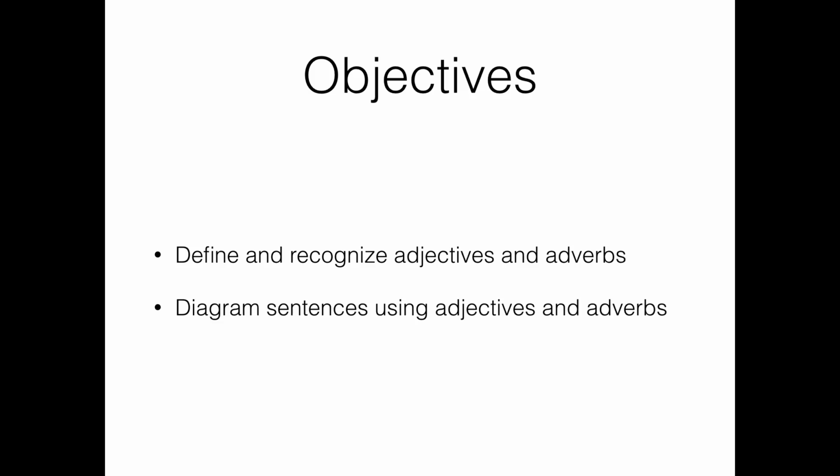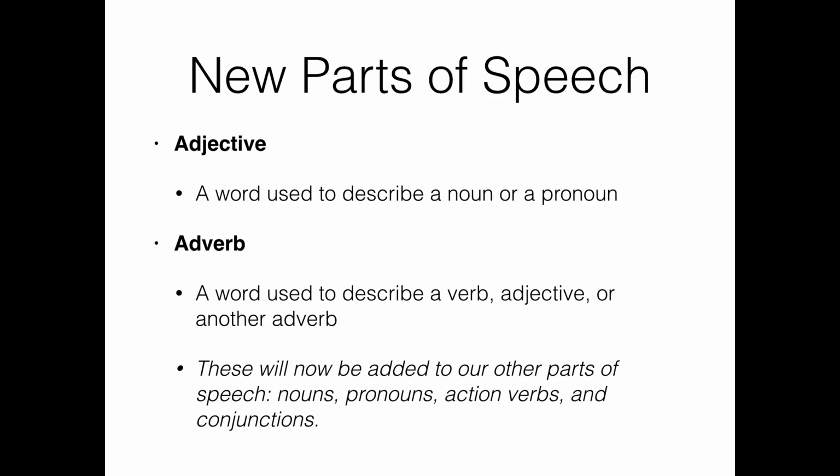So grammar lesson 3, modifiers. Your objectives for this lesson: you need to define and recognize adjectives and adverbs, so you've got to come up with your own definition that works for you and know them when you see them. And you've got to be able to diagram sentences using adjectives and adverbs in their various different forms. Because if you can diagram them, then you can show that you understand how they work and what they do.